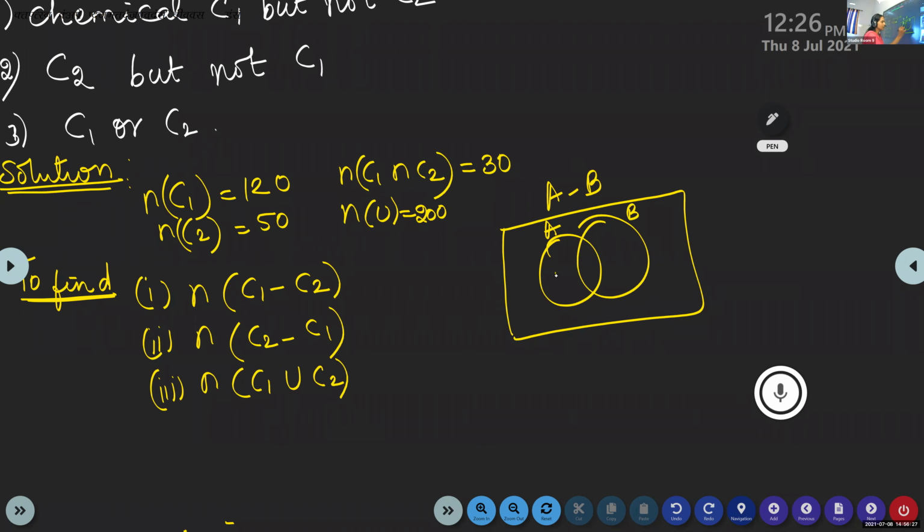Which part? Is it the first one, second one, or third one? First one, isn't it? That means from A, something is to be removed. This is A, isn't it? From this part, which part should we remove? The second part is A intersection B. Intersection is to be removed. So A minus B, we can write as A minus A intersection B.